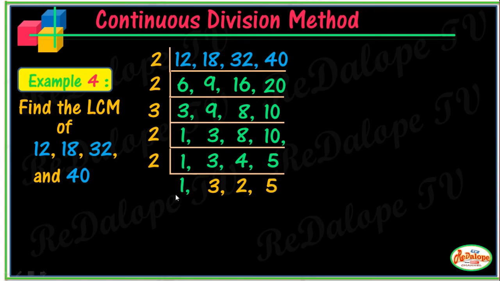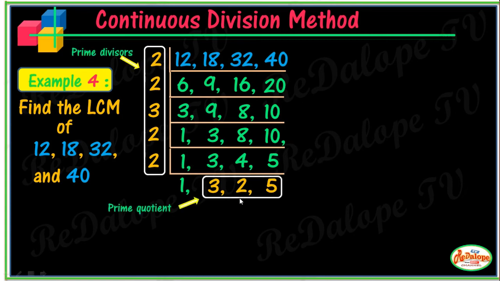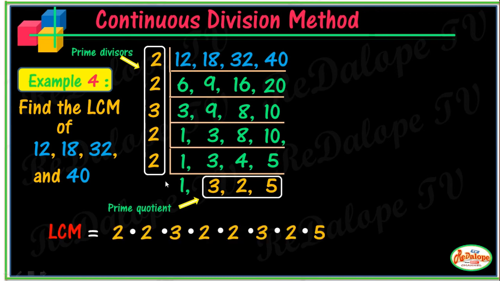Now, if you notice, 1, 3, 2, 5 are co-prime. So therefore, to find the LCM of 12, 18, 32, and 40, we will multiply the prime divisors multiplied by the prime quotient. That will yield the LCM of these numbers. So we have the LCM equal to 2 2 3 2 2 multiplied by 3 2 5. So let us find the product.